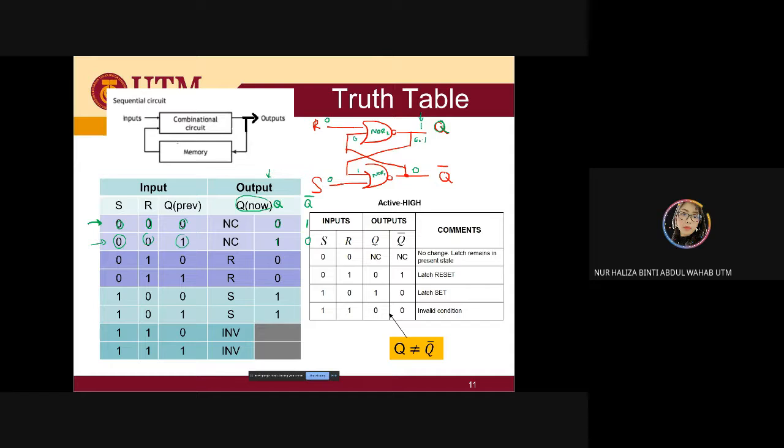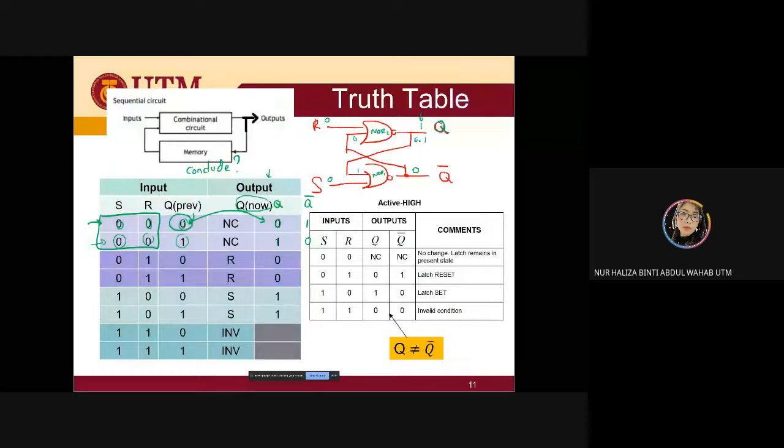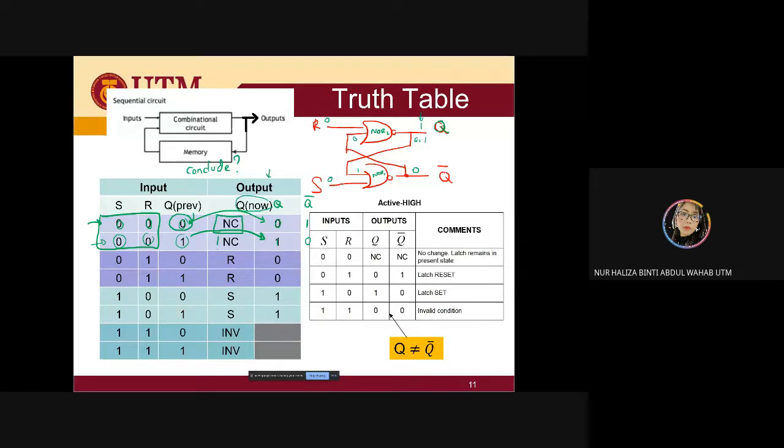What happened? How can we conclude? How can we conclude when we have 0, 0 for our S and R? It's going to follow our previous output. If previous is 0, Q will also be 0. If previous is 1, it's going to follow, and the new output will also be 1. We call it no change.